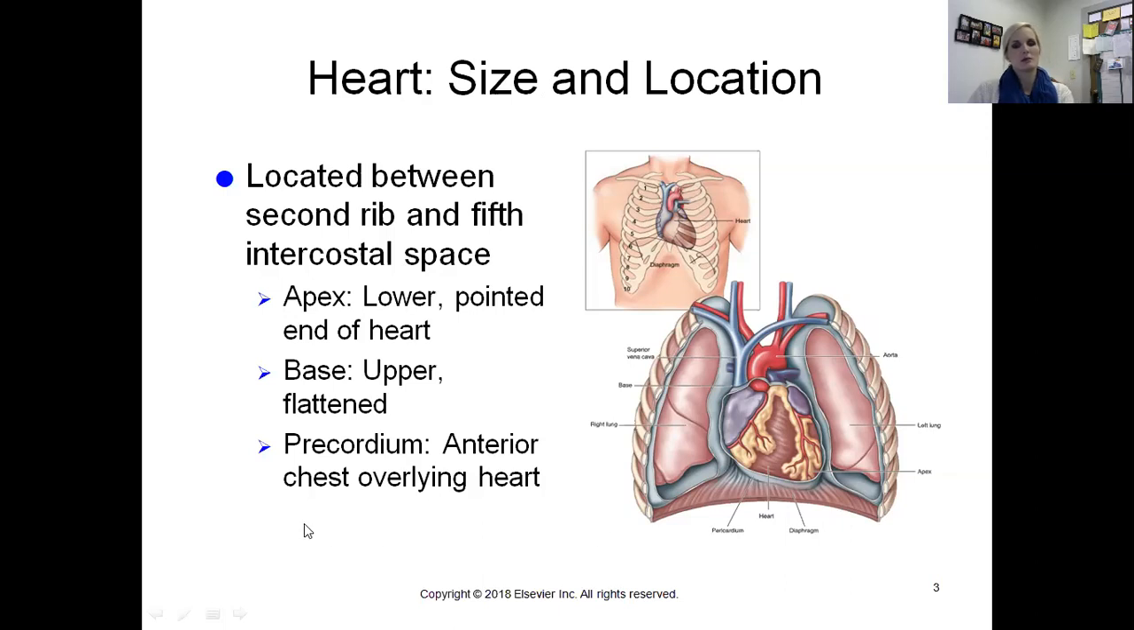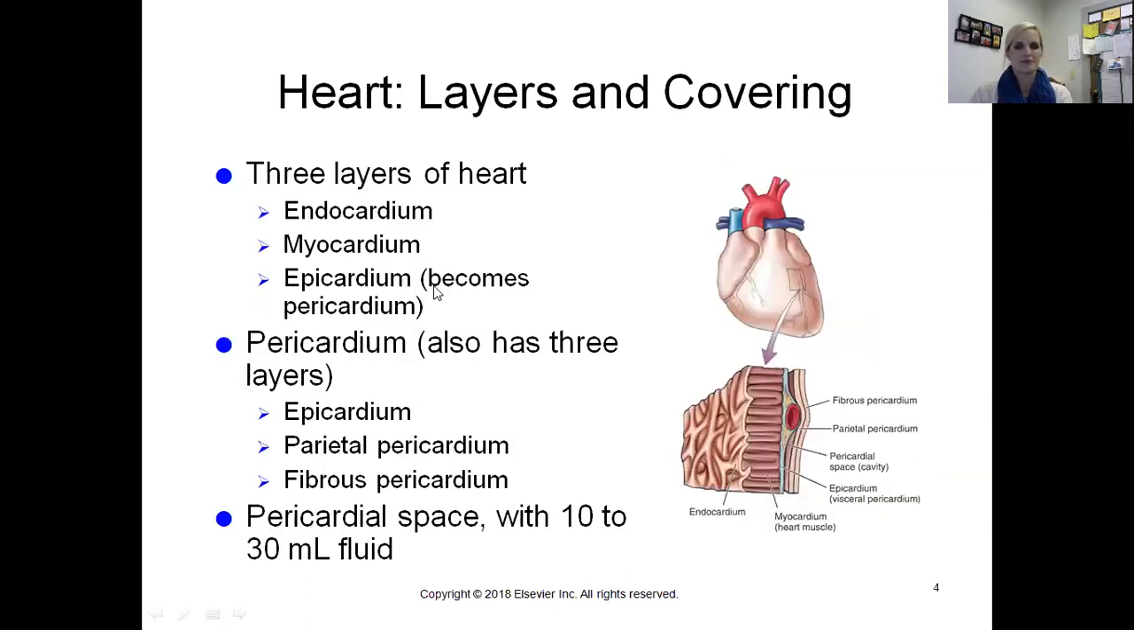And the precordium is the anterior chest that's overlying the heart. So if you hear that, it's talking about just the chest portion that sits on top of the heart. I probably won't test you guys on that. The main thing I want you guys to know from this are the terms apex and base. Those are important terms in describing the shape of the heart there.